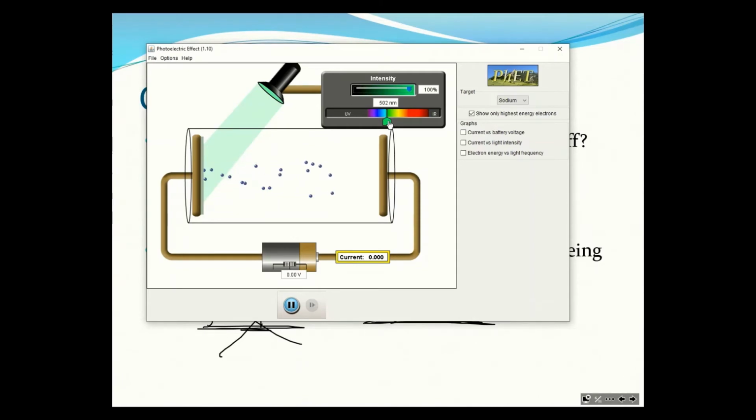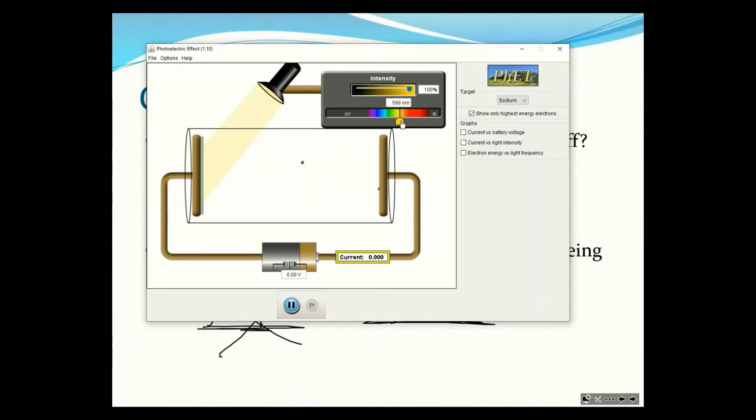I'm going to go back. Lower frequency. Nothing. Oh, all of a sudden electrons fire off, right? So when I reach this sort of greenish, bluish, indigo sort of light, I get electrons to fire off. But then when I go below that level, I get no electrons fired off. That's not what our model said.